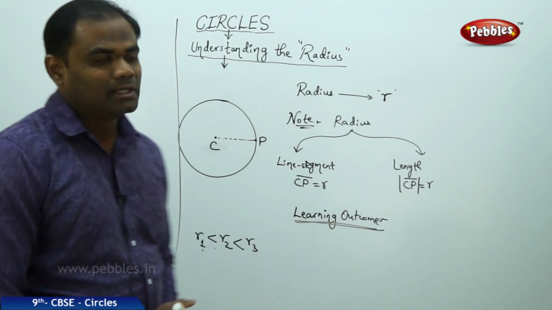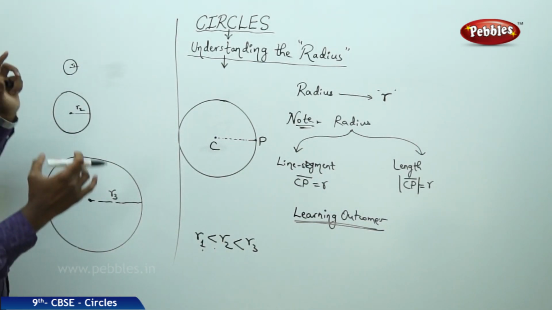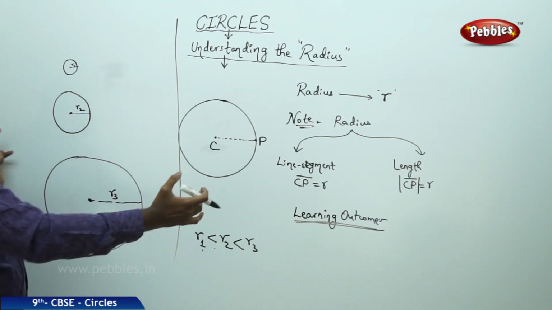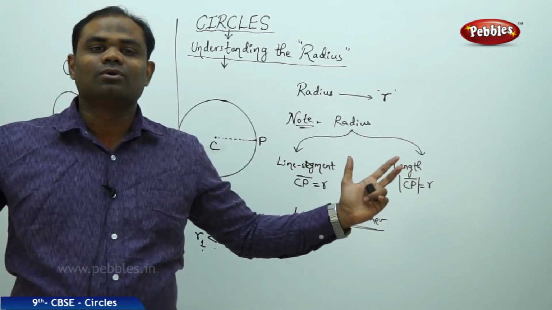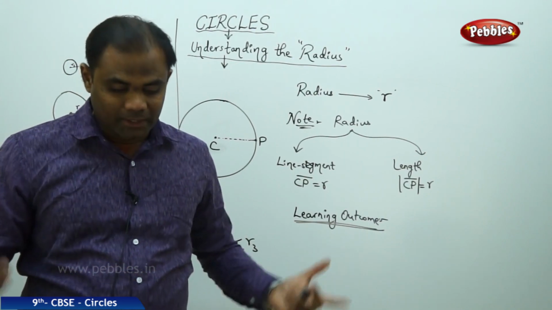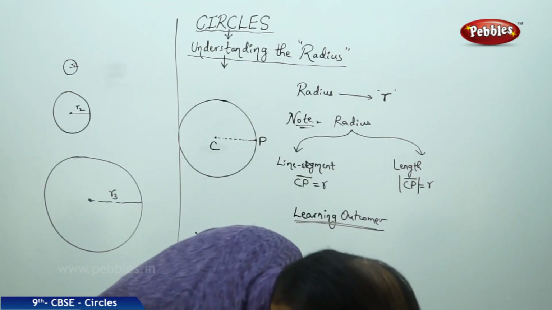Very simple. The radius being small, the size of the circle is small. The radius of the circle being bigger, the size of the circle is also very big. It's how we understand the radius connected with the circle.